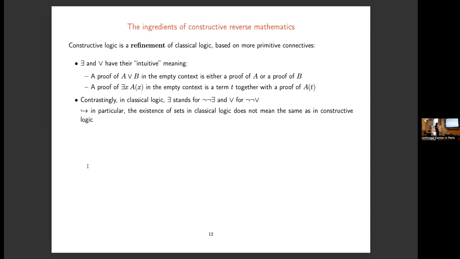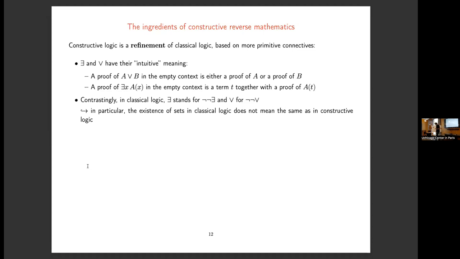So the main difference then is that the positive connectives, exists and disjunction, have what I call the intuitive meaning that an existential is to provide a witness. It's like the discussion on Monday, where we were talking about the existence of sets in an intuitive meaning that the sets exist. I can show it, I can point to it. So this is the intuitionistic meaning of existential: I have a witness and a proof that the witness is correct.